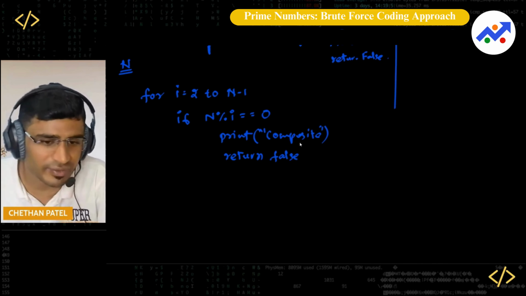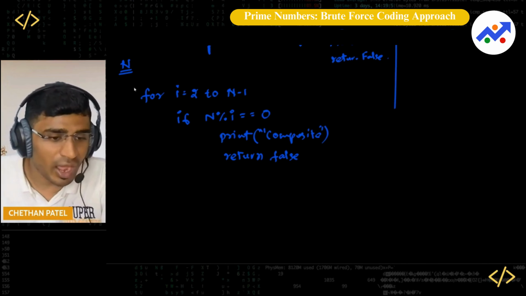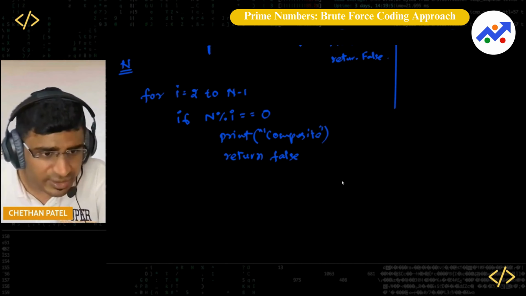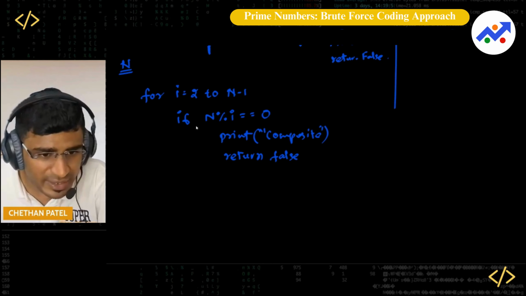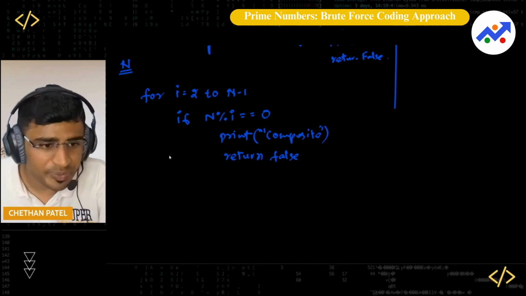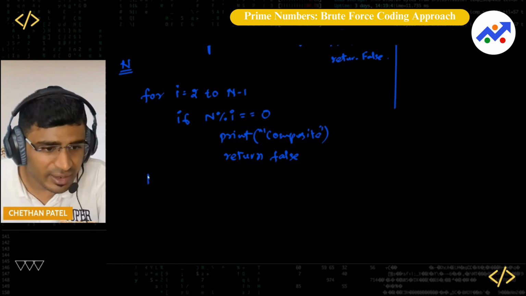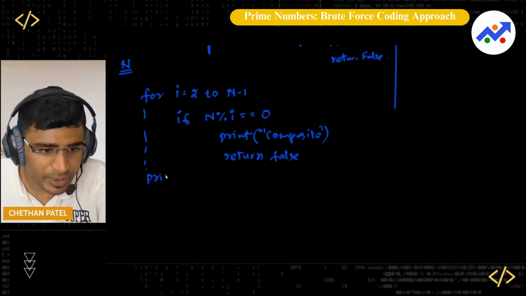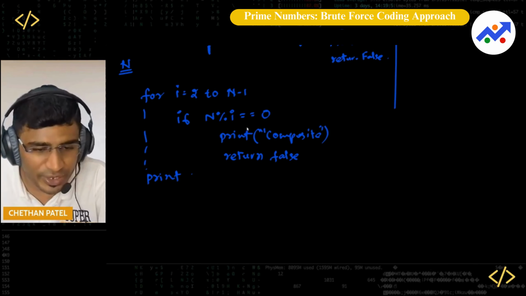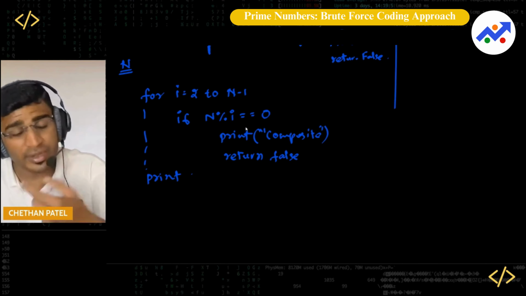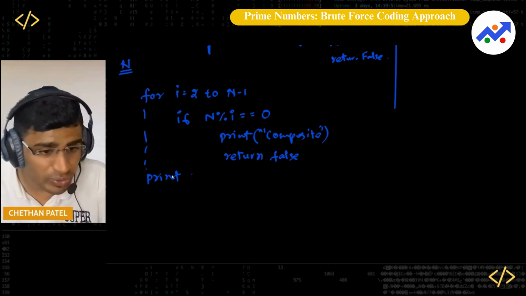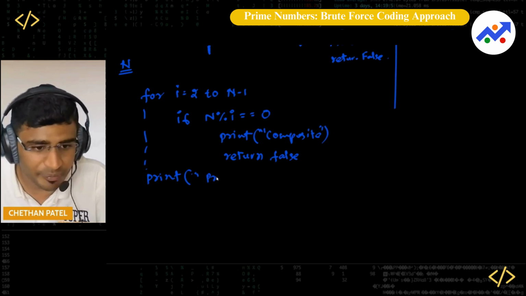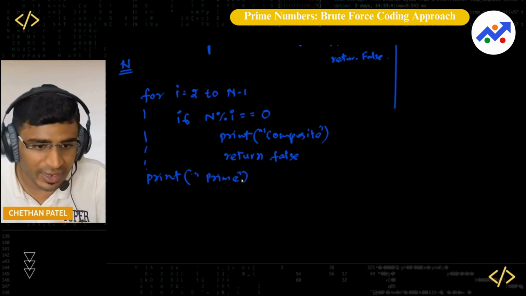Even after running this loop, by chance this statement is not encountered, because I am coming out of the loop. If this particular condition executes, it is composite, but if it is not true, obviously it must be prime. So we'll write a dry run.